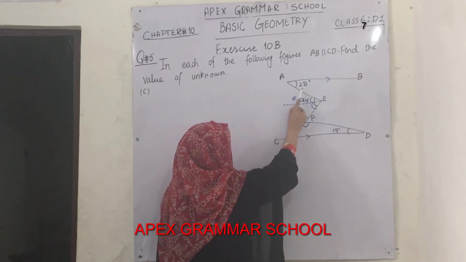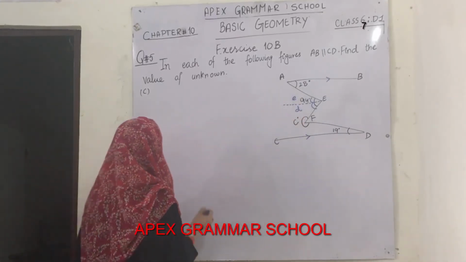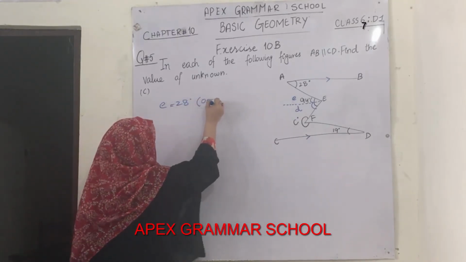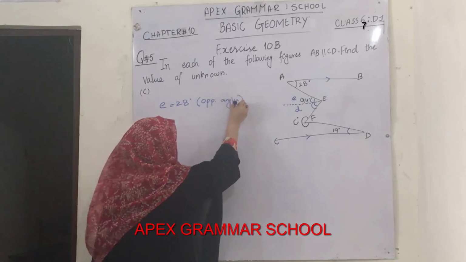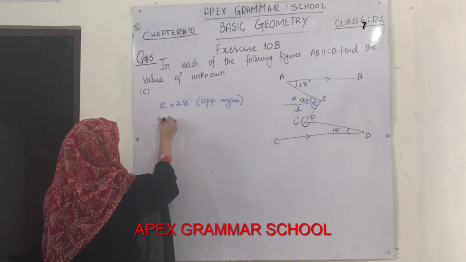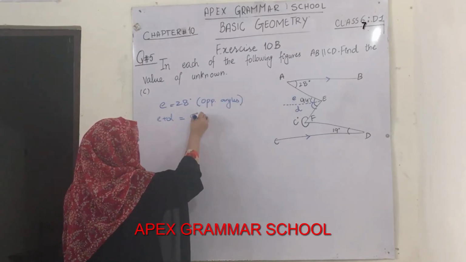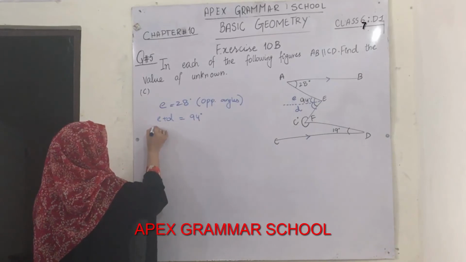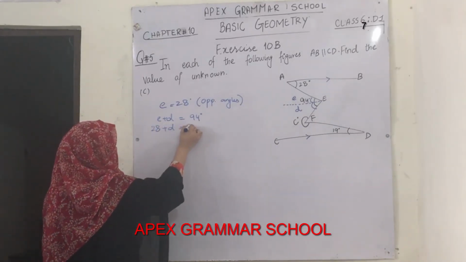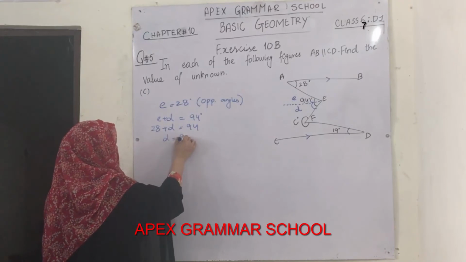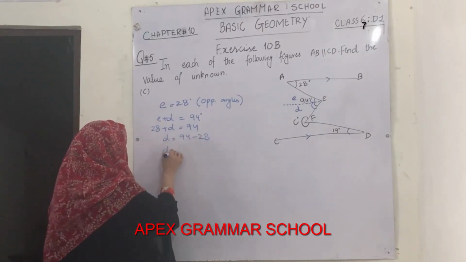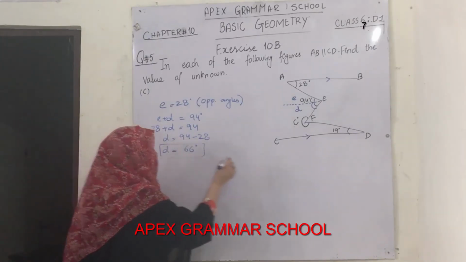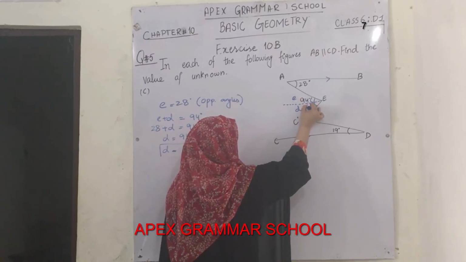Also, you can see that E and 28 are opposite angles, which means the value of E will be the same as 28 degrees because these are opposite angles. Also, E plus D should equal 94 degrees because I have split 94 into E and D. So the value of E is 28 plus D is equal to 94. D is equal to 94 minus 28. D is equal to 66. So the lower angle is 66 degrees.